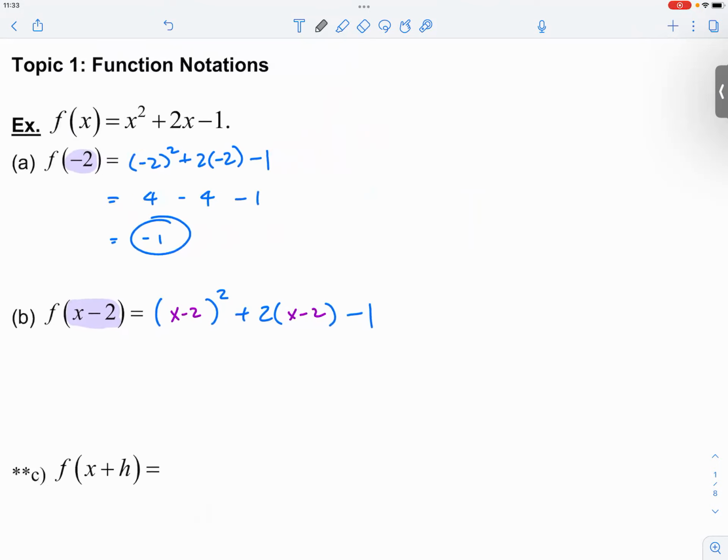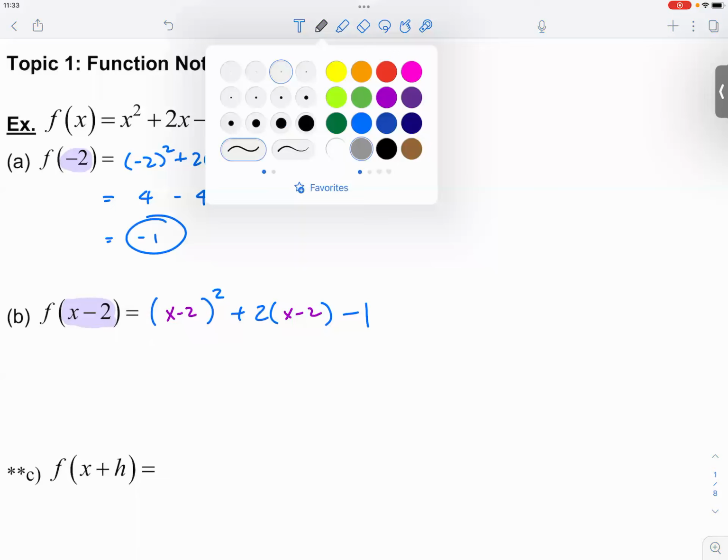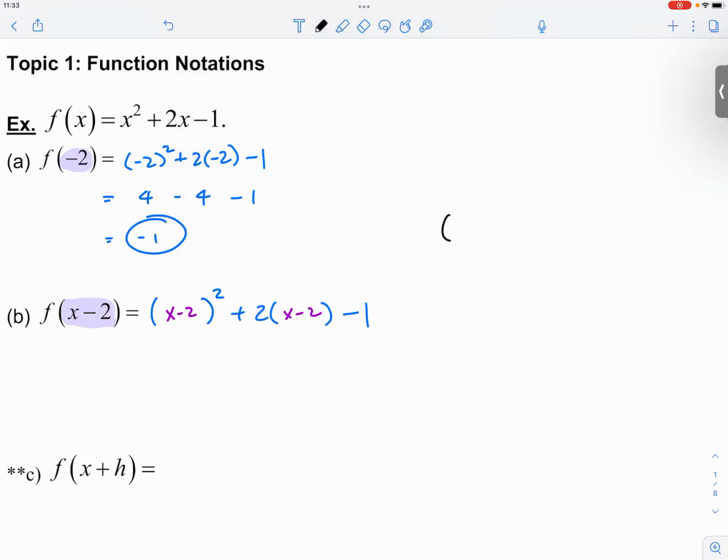What's the meaning of square? The meaning of square is to multiply by itself, right? So you have x minus 2 squared, meaning that you have that thing multiplying by itself. So you have x minus 2 times x minus 2. That's what it means by having a square, right?